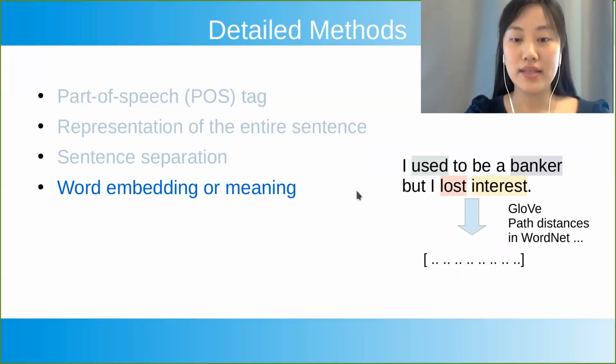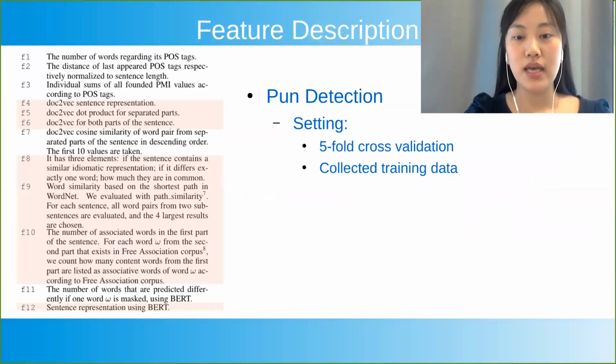The fourth one is word embedding, or its meaning. In this case, we used GloVe and other approaches like path distances of word senses in WordNet for pairs of words. Here is the feature set for pun detection part.